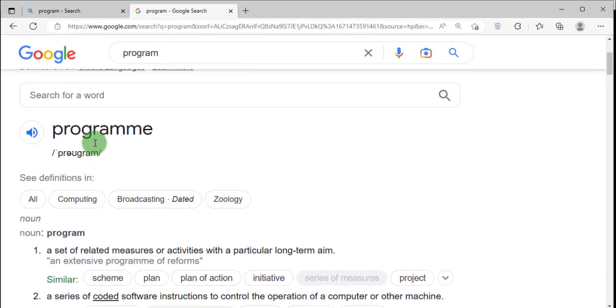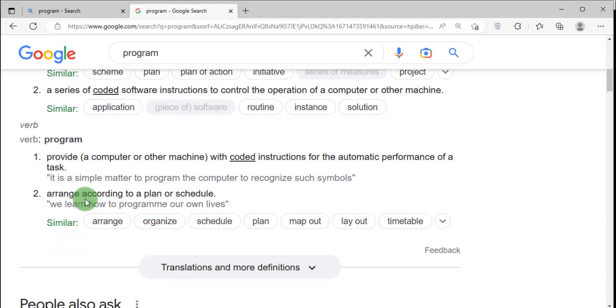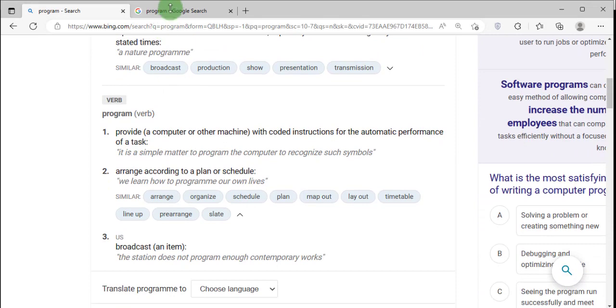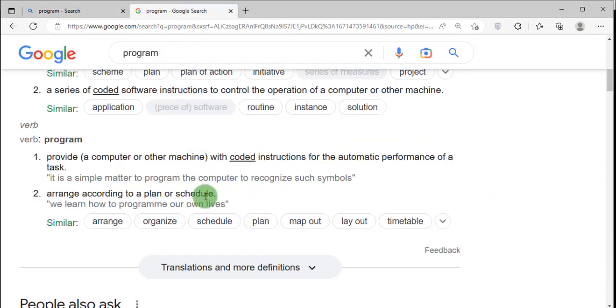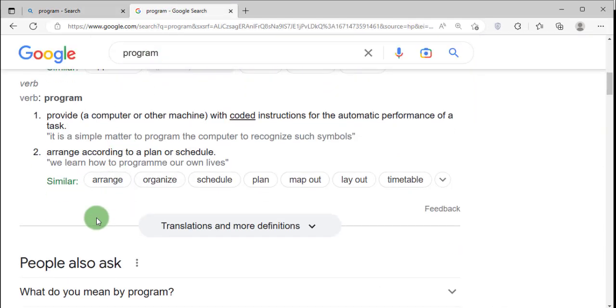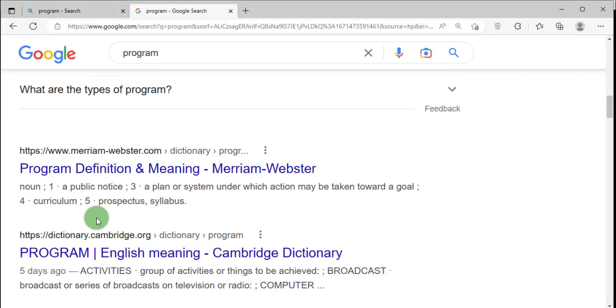Programming as a verb, according to Google.com, is to provide a computer or other machine with coded instructions for automatic performance of a task. This is again the same definition which Bing.com has given us. And number two, arrange according to a plan or schedule: we learn how to program our own lives. It is again the same definition. The third definition, broadcasting item, Google.com hasn't given us.